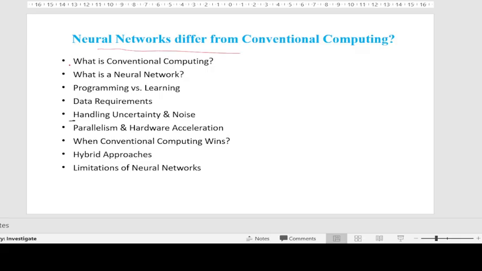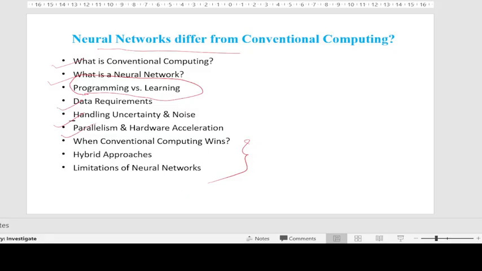First of all, we will discuss what conventional computing is and what a neural network is, and how programming is different from our learning environment. Why do we call deep learning a learning? What is the data requirement, handling of uncertainty and noise, parallelism, and some related concepts. These concepts we are going to cover in this lecture.